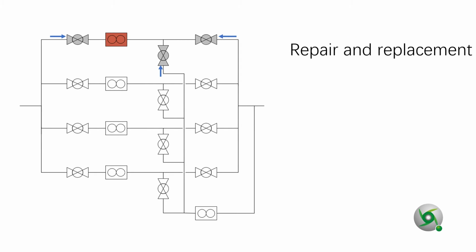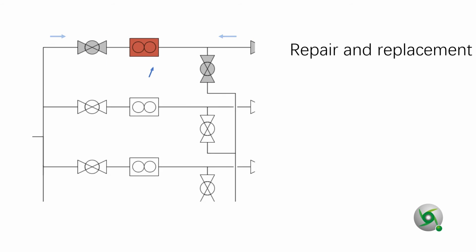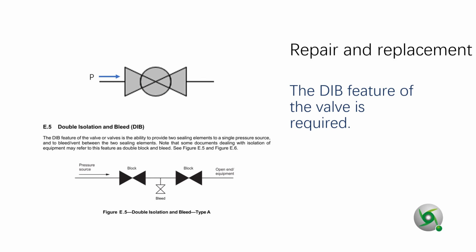Let's take the red meter as an example. To replace this meter, 3 valves must provide proven isolation so that the red meter can be removed from its position. For flammable or explosive flow, such isolation must be positive isolation with proven zero leakage. In such conditions, the valve must provide 2 sealing elements to meet DIB as per API 6D.